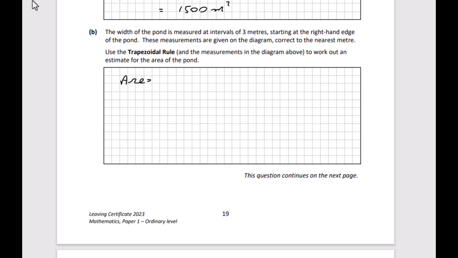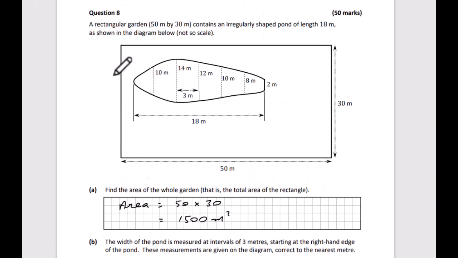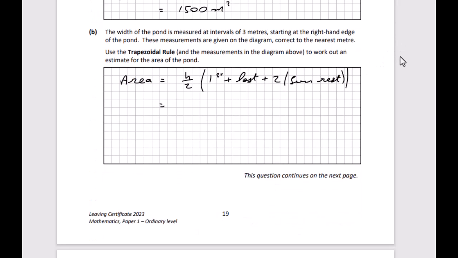So the area is equal to h over 2 times the first plus the last plus twice the sum of the rest, if you like. I'll explain what all that means in a second. So h is just going to be these regular intervals here, these 3 meters across here. So there's 3 meters, 3 meters, 3, 3, 3, and 3. So that's our h. So it's going to be 3 over 2.